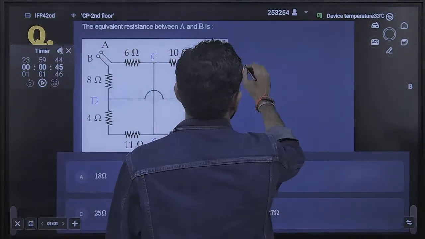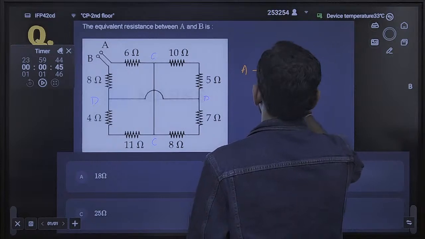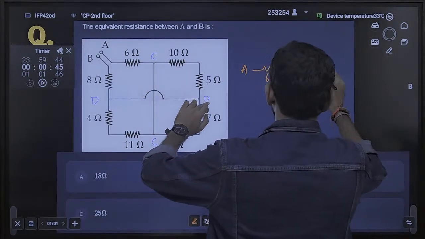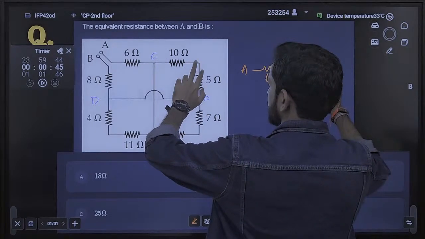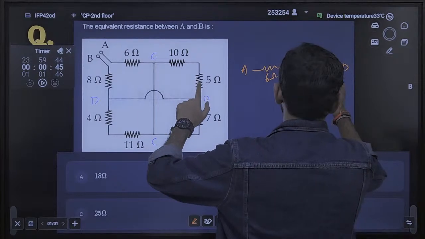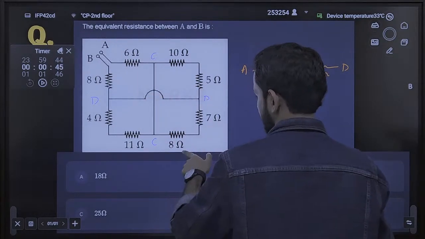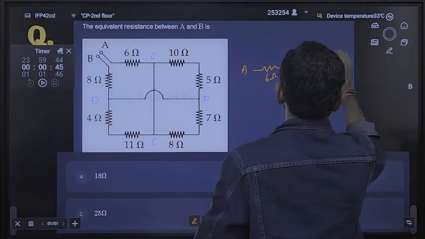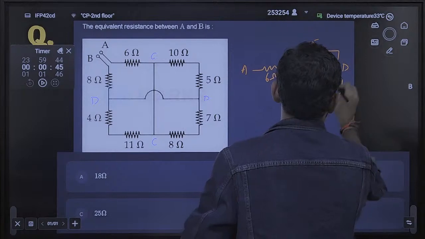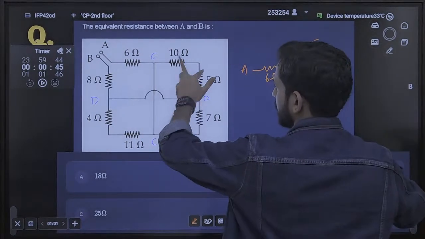Now start from A. What is our first resistance? First resistance is 6 ohm between A and C. This is 6 ohm. Now from C to D, what is this connection? Series combination, and how much effective can I say? C to D. Effective is 15 ohm. Then again C to D, the next one again 15. Further C to D again, can you say 15? See how we are analyzing this. C to D, this is also C to D, this is also C to D.